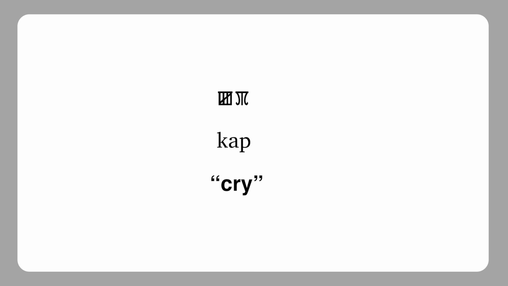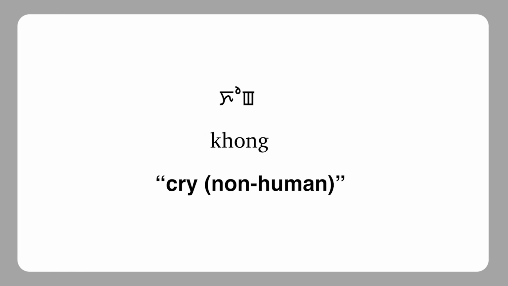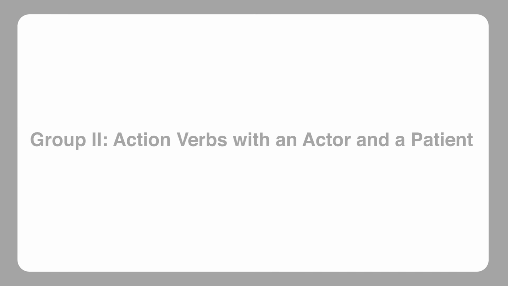Linguistically, these are canonical intransitive predicates where the sole argument is the subject like actor. Representative verbs include kap, cry, ngang, bark, lang, make noise, kong, cry, non-human. Group 2, action verbs with an actor and a person. We now move to bivalent verbs which involve two core arguments, an actor and a person.